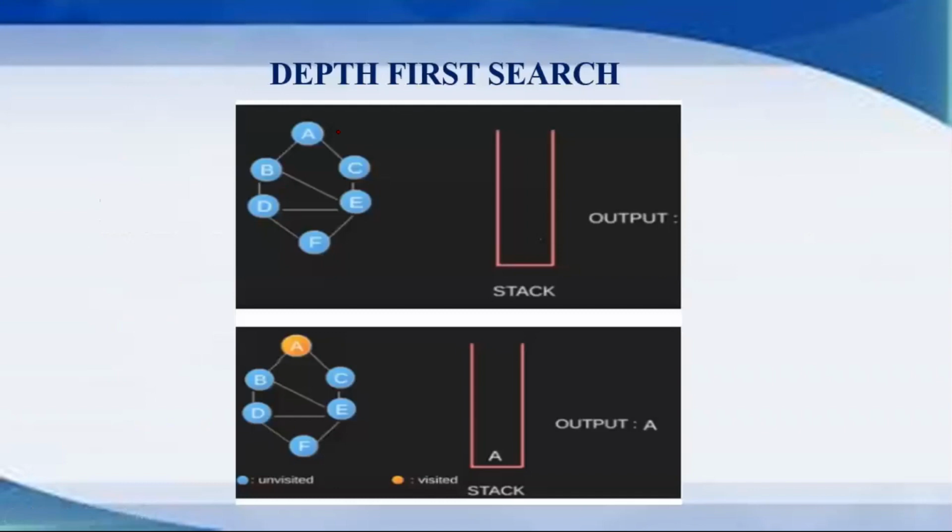Clear? So we'll discuss some more examples. This is my graph, right? First of all, I will use the data structure called a stack. Stack means push in and pop out, right? Blue is defined as an unvisited node and orange is defined as a visited node. Clear? So first of all, A is visited, right? So I will push A into the stack. You can see it. A is visited, it is marked orange, and now A is pushed into the stack. Clear?